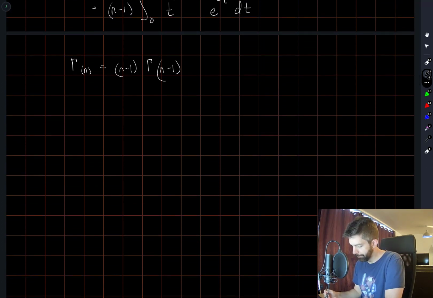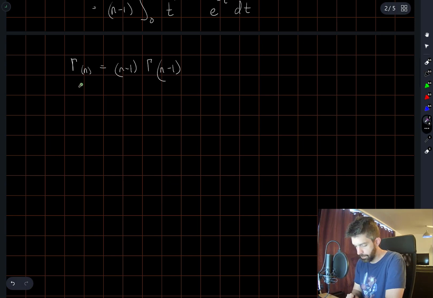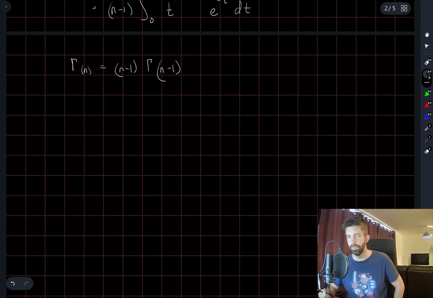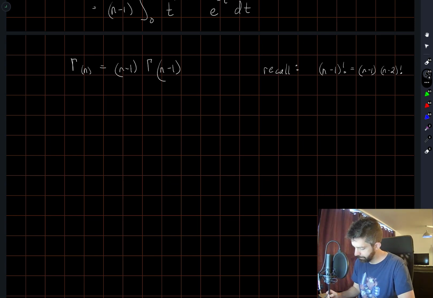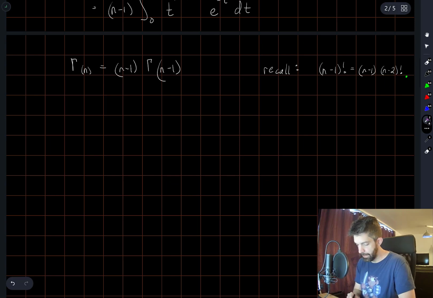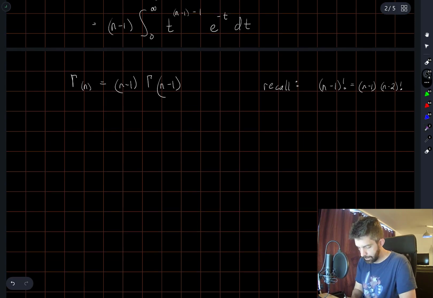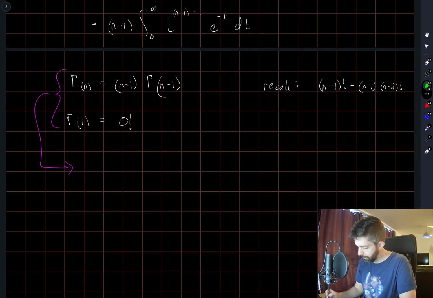Okay? So if you look at this relationship, this is exactly the relationship which holds for the factorial function. If I have n minus 1 factorial, I can write that as n minus 1 times n minus 2 factorial. And I've already shown that gamma of 1 is equal to 0 factorial. So these two things together show us that gamma of n is equal to n minus 1 factorial.